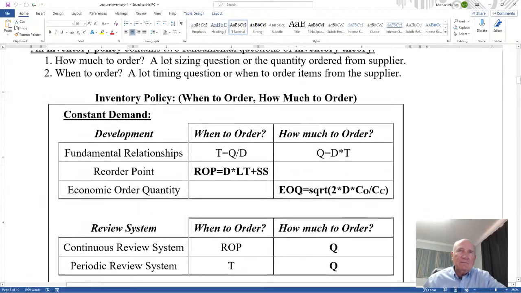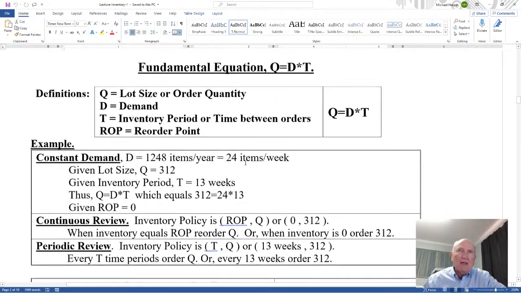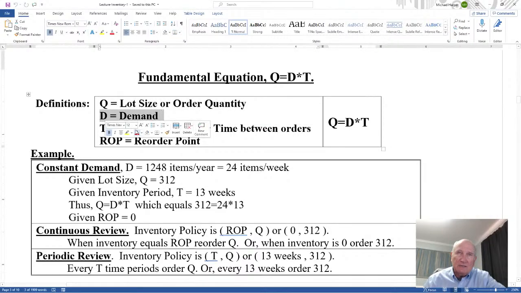Okay, now let's come back and compare. Let's start with the fundamental relationship. Here we go. First of all, the fundamental equation, Q equals DT. Q is a lot size or order quantity. D is your demand, and initially it's going to be a constant demand rate. T is called the inventory period, which also means the time between orders. So that's going to answer the question, when do you order?